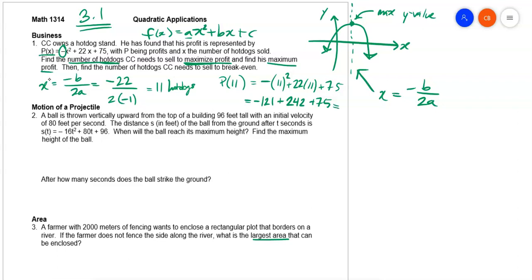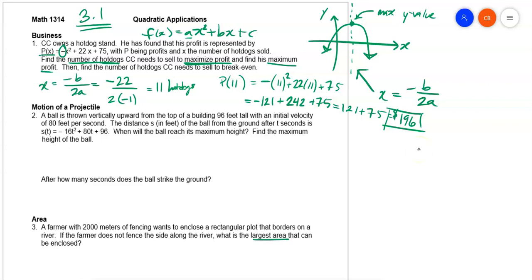And then this one, we can keep simplifying a little bit, and it basically becomes 121 plus 75, which is 196. That will be his profit, and it should be dollars, of course. Now there's another question here, which is to find out what is the number of hot dogs that he needs to sell in order to break even.